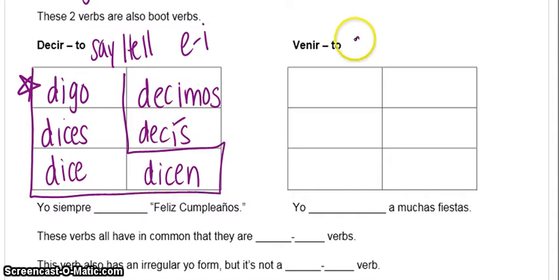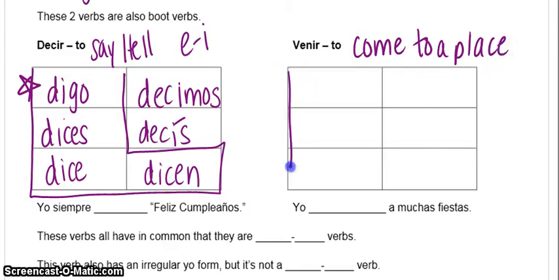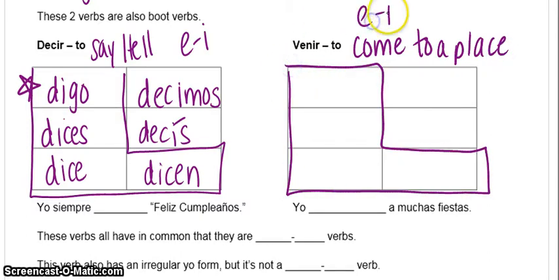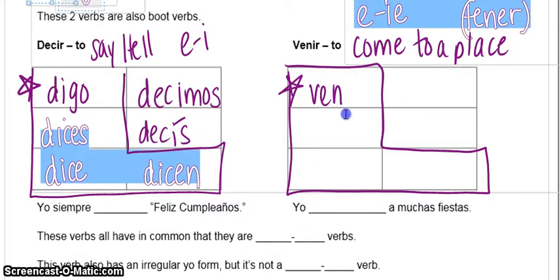Venir is the verb that means to come to a place. And it's also a boot verb. It's going to change from E to IE. It is exactly like the verb tener. So tener is irregular in the yo form. Venir is also irregular in the yo form. Stop and think for a second what the yo form of tener is. Take off the T and put a V instead. So instead of tengo, you have vengo.